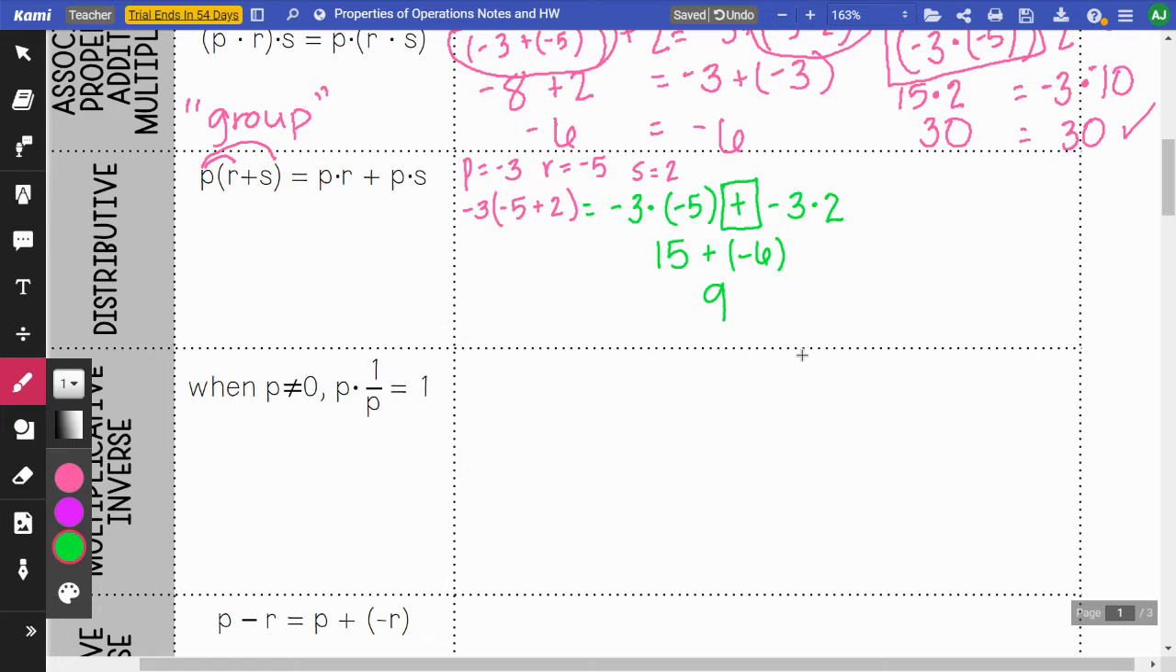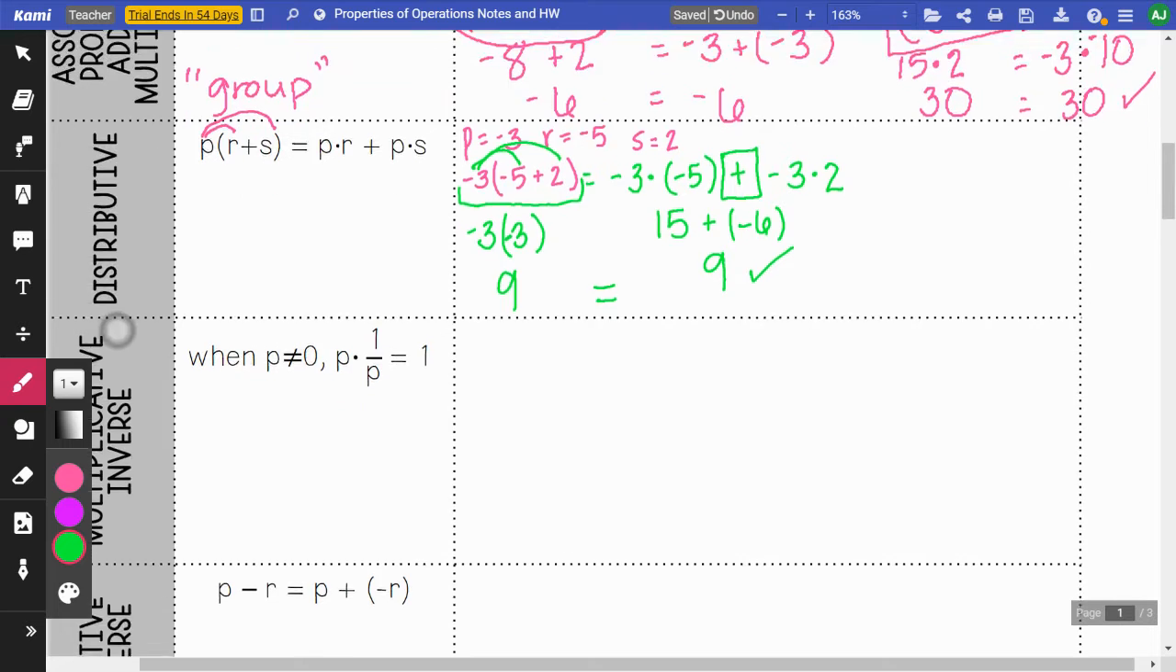If I were to go back to my original problem right here and solve it without distributing, we should get the same answer. Negative 5 plus 2 is negative 3. Negative 3 times negative 3 is positive 9, and those do equal each other. So sometimes it makes it easier to distribute the number on the outside. Sometimes it's easier to do the math inside the parentheses. But when you distribute, you need to make sure that you are distributing that number on the outside to both numbers inside the parentheses.